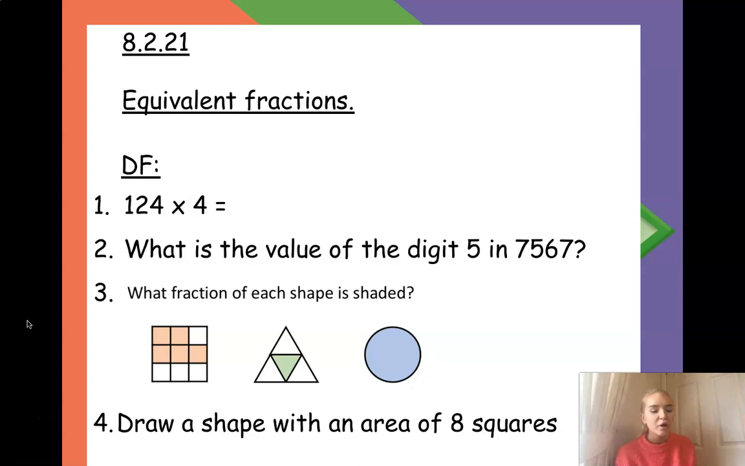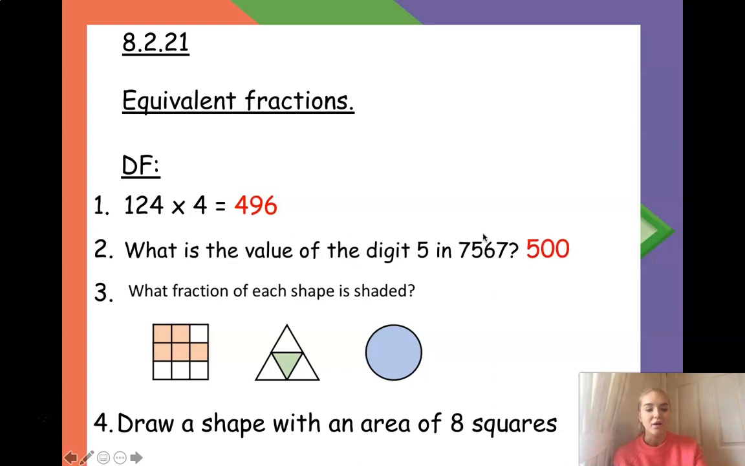Okay, number 1, 124 multiplied by 4. You know that we could use the short multiplication written method, giving us the answer of 496. Number 2, the value of the digit 5, well, we can see it's positioned in the hundred column, so it would be representing 500. Number 3, what fraction of each shape is shaded?